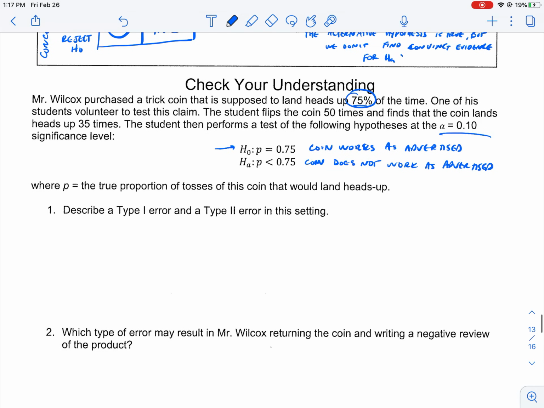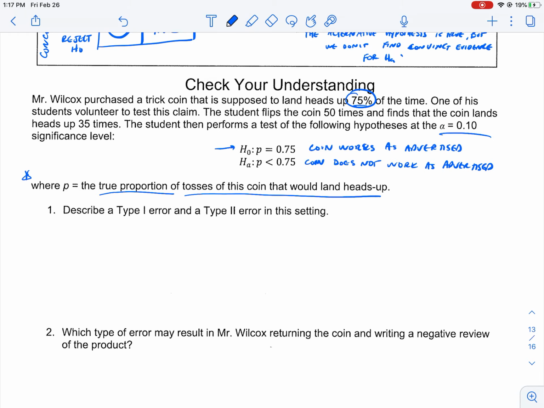Okay? And we have to have this definition here. So they did this for us. Normally, we might have to do this in a problem on the AP test, but P is the true proportion of tosses of this coin that would land heads up. So H sub 0 is 75% of the tosses land heads up. Alternative is that it's less than 75% lands heads up.